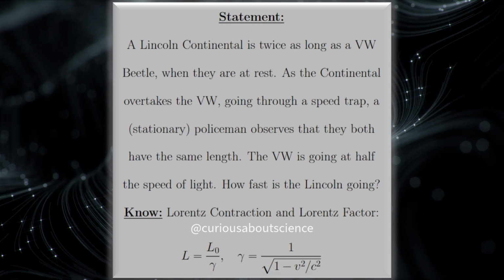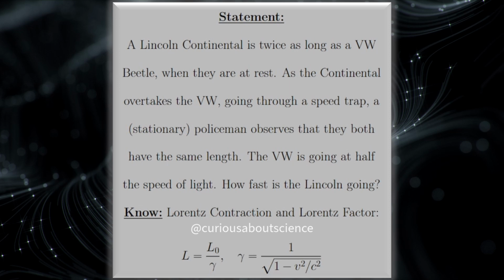All right. So the last few questions we dealt with seeing the consequence of the geometry of special relativity in the time domain, temporal. Let's see what it's like in the spatial domain. This time we'll run into the Lorentz contraction. Our statement reads: a Lincoln Continental is twice as long as a VW Beetle when they are at rest. As the Continental overtakes the VW going through a speed trap, a stationary policeman observes that they both have the same length. The VW is going half the speed of light. How fast is the Lincoln going?